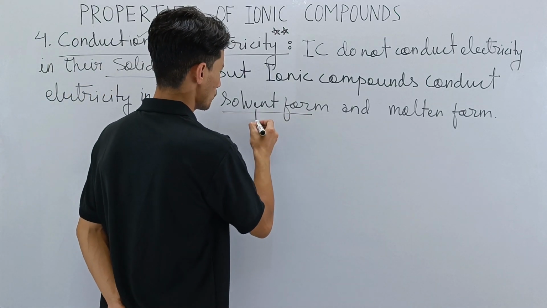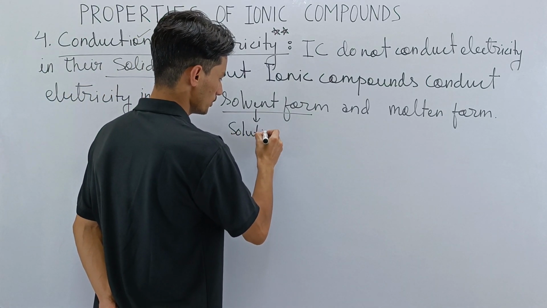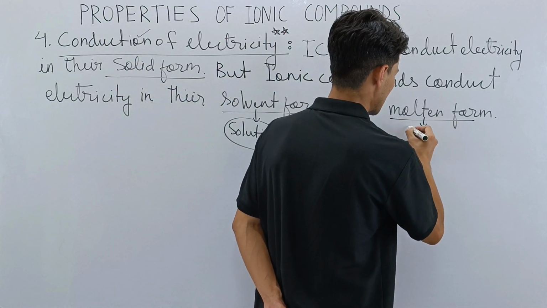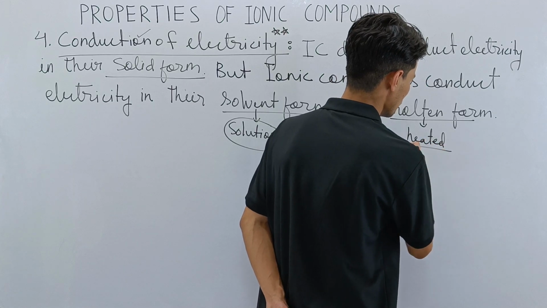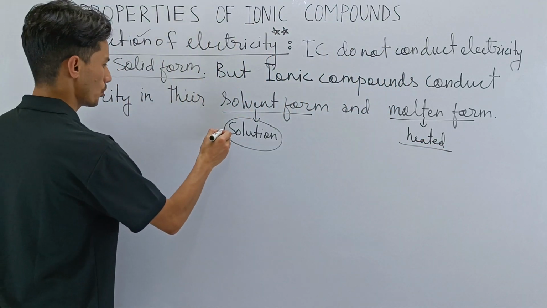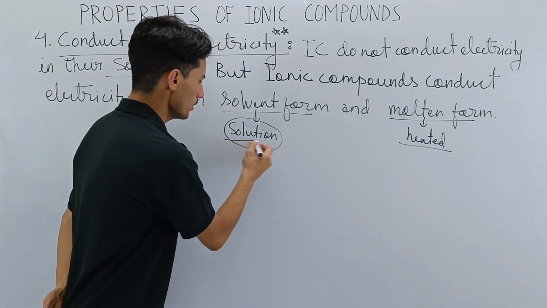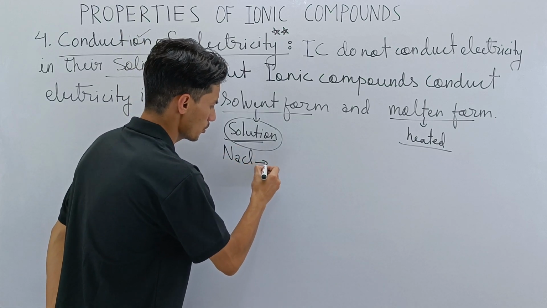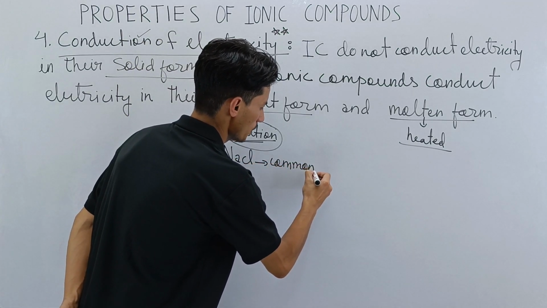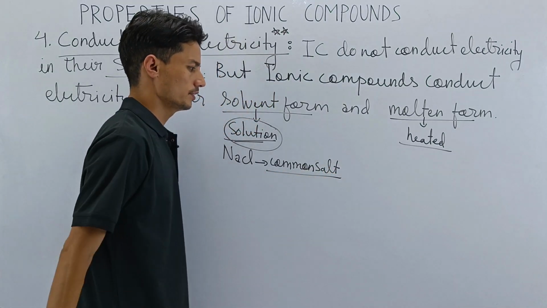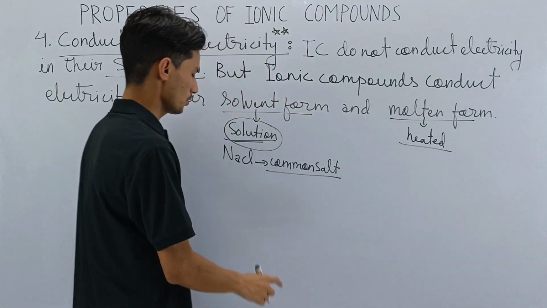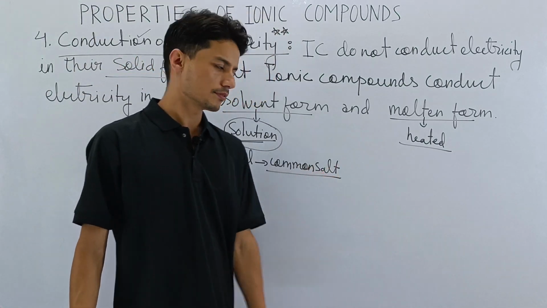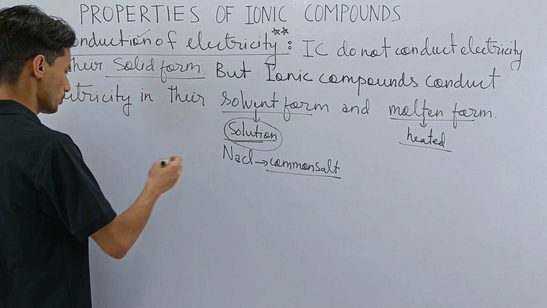Solvent form means solution form, in their solution form. And molten form means in their heated form, when they are heated. So let me explain to you. Let's talk about this solution form. Here the ionic compounds are in their solution state. For example, NaCl, sodium chloride. This is the common salt which we put in a curry every day. In Nagamis it's called nimok. So common salt. We can easily prepare a sodium chloride solution.